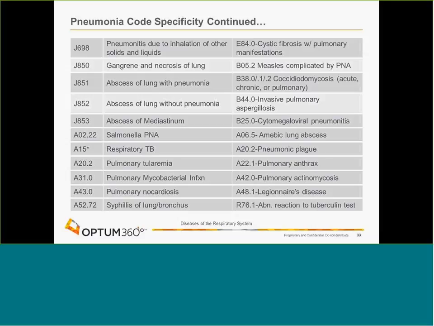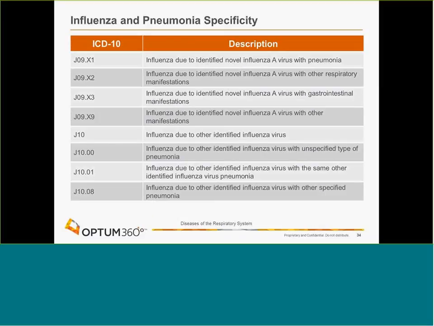You can see pneumonitis due to inhalation of other solids and liquids, that'd be our aspiration pneumonia, for example. And these additional ones that we wouldn't use very much. I also have some of the influenza combination codes on here. You can see at the top influenza due to the A virus with pneumonia or respiratory manifestations, and so on and so forth. Sure, we'll be here before we know it, and we'll be looking at these cases, and ICD-10 will be in play at that point.